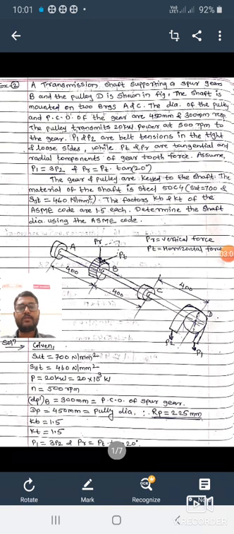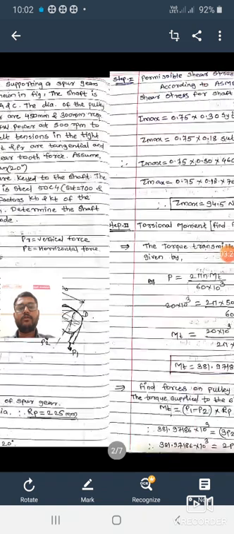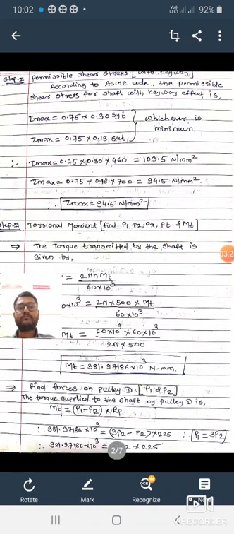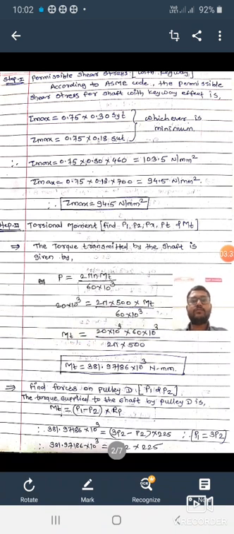The pitch circle diameter of the gear is given as 300 mm, and pulley diameter dp equal to 450 mm, means radius of pulley is equal to 225 mm. Then KB and KT factors are given as 1.5 each, and the condition is given that P1 equal to 3 P2 and PR equal to PT into tan 20.